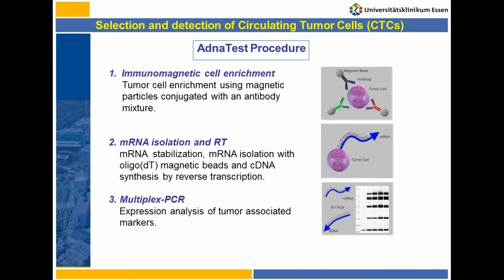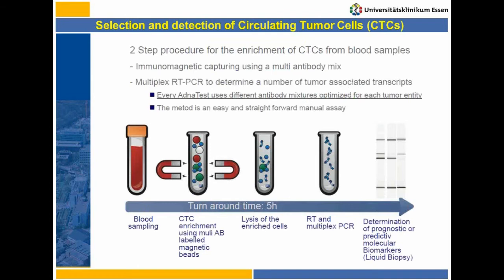So whatever you're doing using antibodies for selection, I think it's necessary to use a cocktail of different antibodies in order not to lose too many cells. And then you do mRNA isolation and reverse transcription, and this is followed by a multiplex PCR. Well, this is the whole procedure, how it is working.